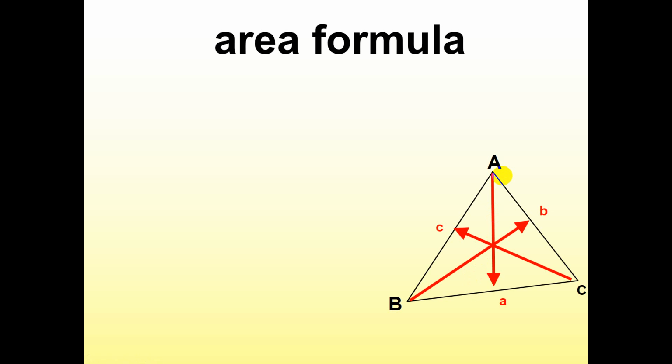Please note that in a right angle triangle, the area of a triangle is half base times height. This is not a right angle triangle. The capital letters represent angles, the small letters represent the sides. Area of triangle ABC is equal to half AB sine of angle C, or half AC sine of angle B, or half BC sine of angle A.